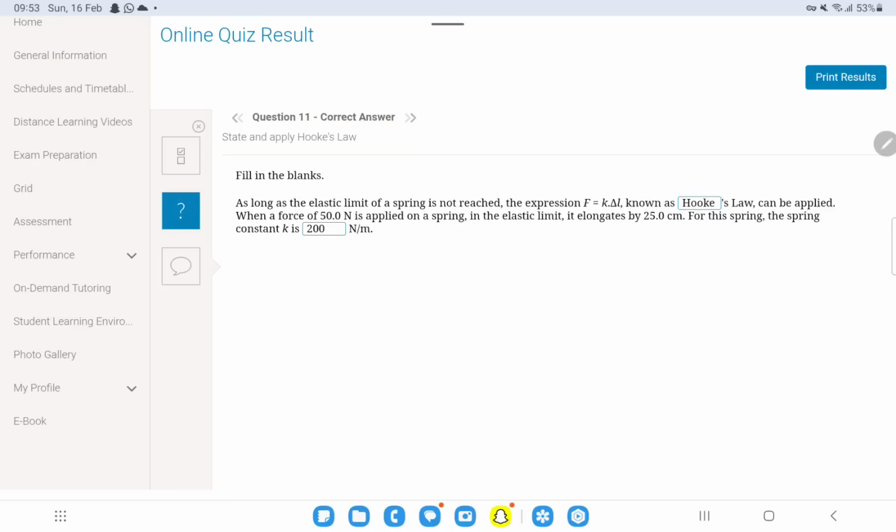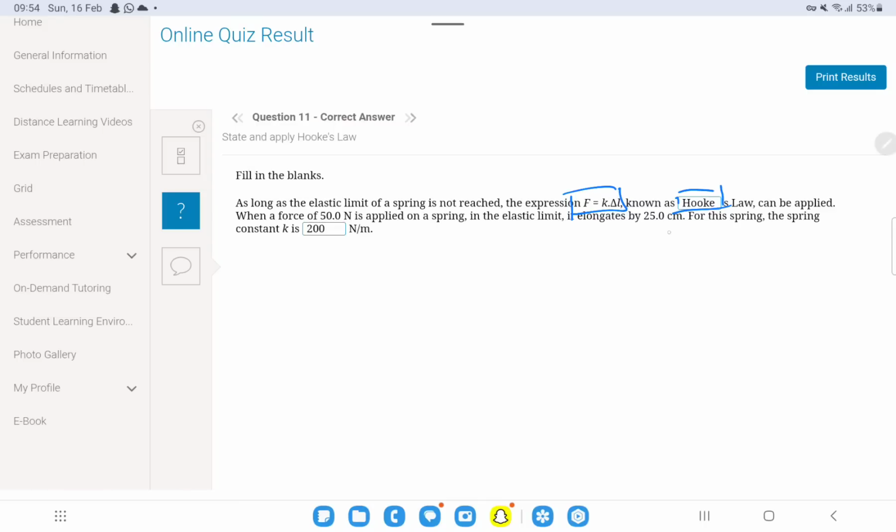As long as the elastic limit of a spring is not reached, this expression F equals K delta L is known as Hooke's law. You should have memorized this by now. F equals K delta L is Hooke's law, always. It can be applied when a force of 50 N is applied on the spring and the elastic limit is not reached, and it elongates by 25 centimeters. For this spring, the spring constant K is?